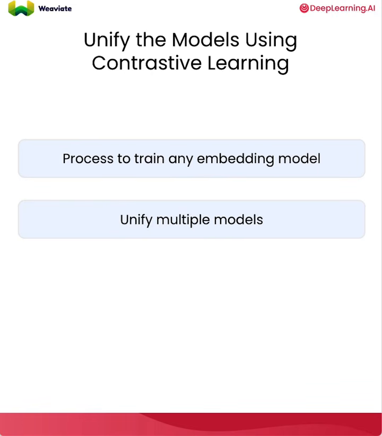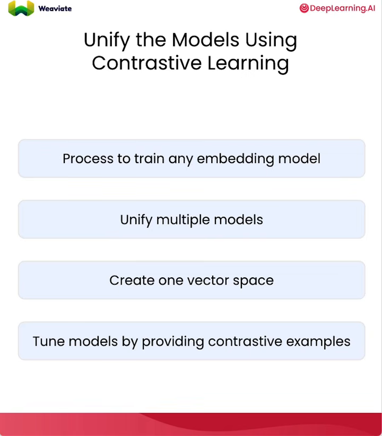Specifically here though, it can also be used to unify multiple models into one multimodal embedding model, with the main idea where we want to create one unified vector space representation for multiple modalities. We do it by providing our models with positive and negative examples of similar and different concepts. Then we train our models to pull closer vectors for similar examples and push further vectors for different concepts.